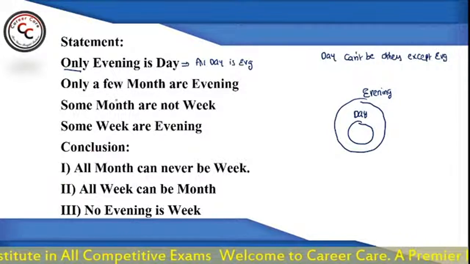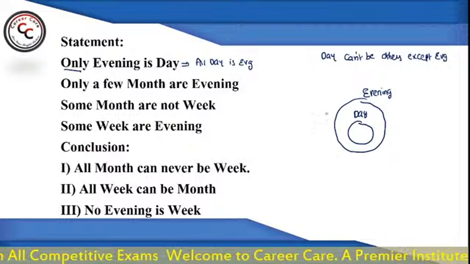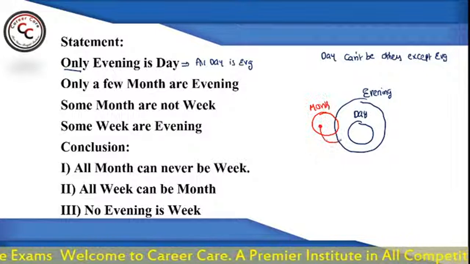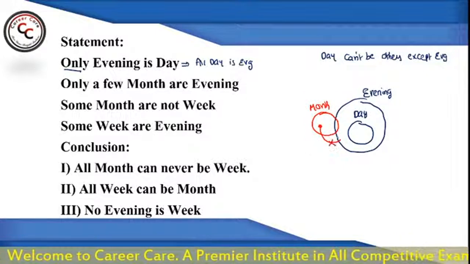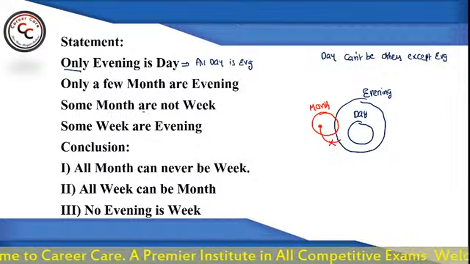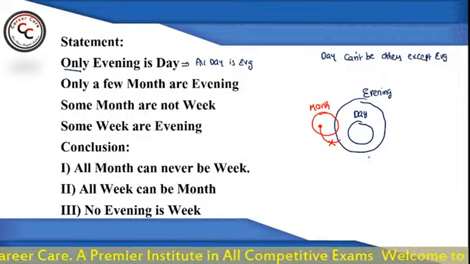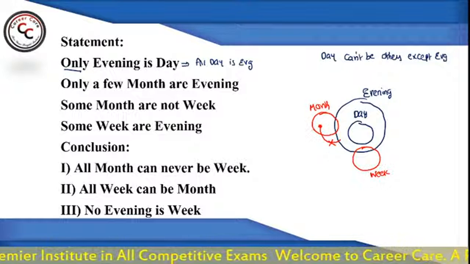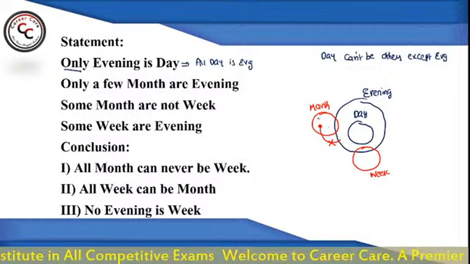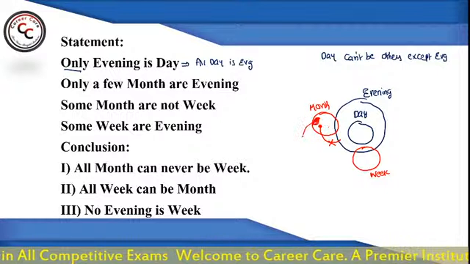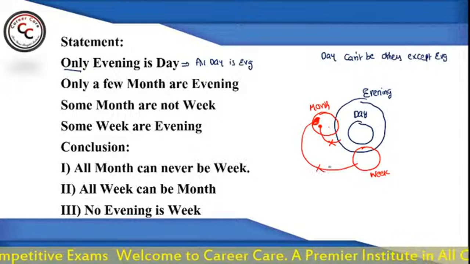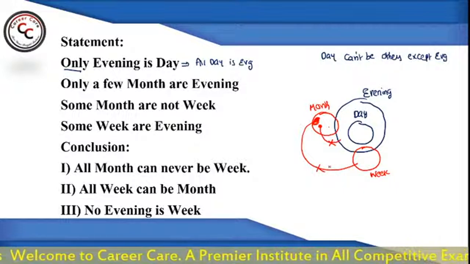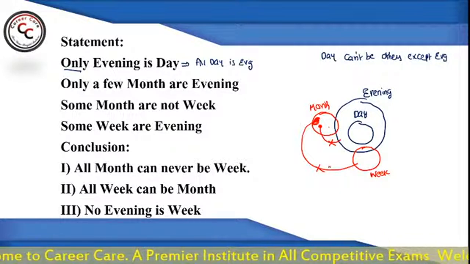Right? Quickly tell me, what does your answer say for this particular question? Only a few months are evening means some months are evening, some months are not evening. Then some months are not week, some weeks are evening. So some weeks are evening, some months are not week. Simple. Right? Any answer? Balu, Srilekha, Rishi, Deepika, Srilekha. Any answer for this particular question? Let's see. No answer so far.